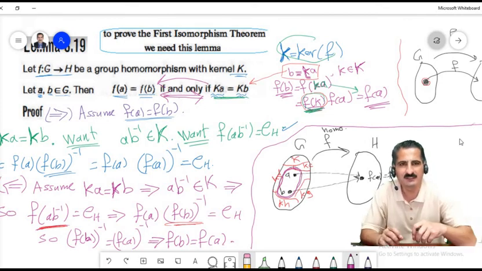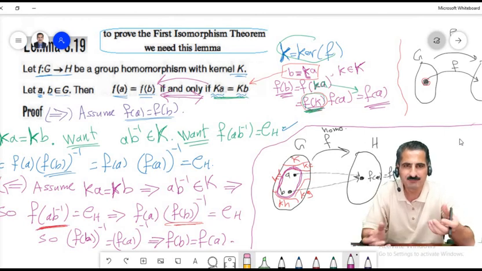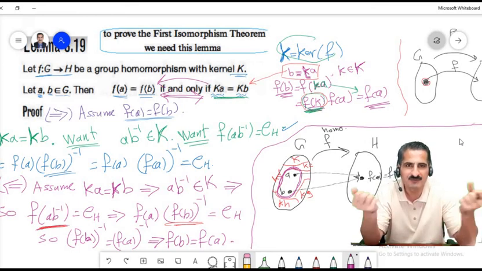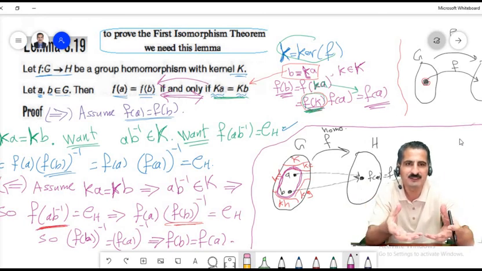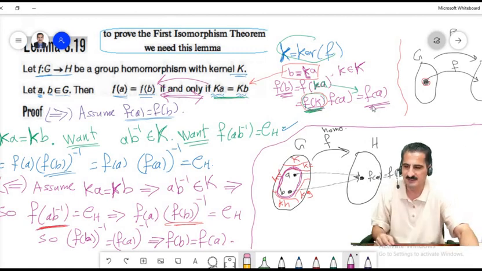They cannot each come from a different coset. They will not have the same image if they come from different cosets according to the kernel. We are talking about the cosets of the kernel. If they come from different cosets, their images are not the same. If their images are the same, then that's because they are coming from the same coset.